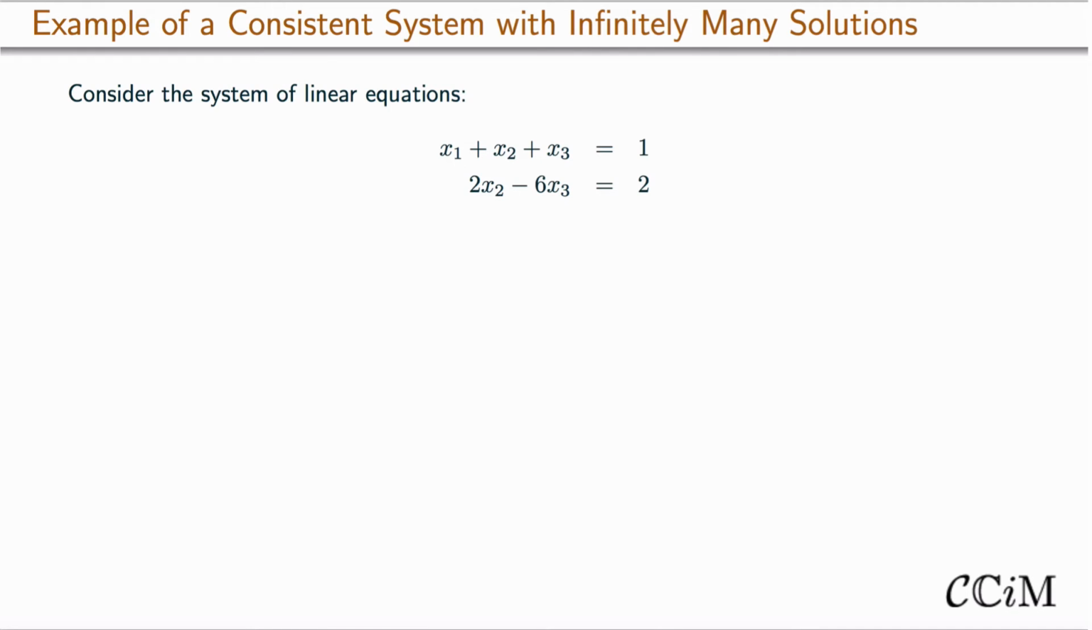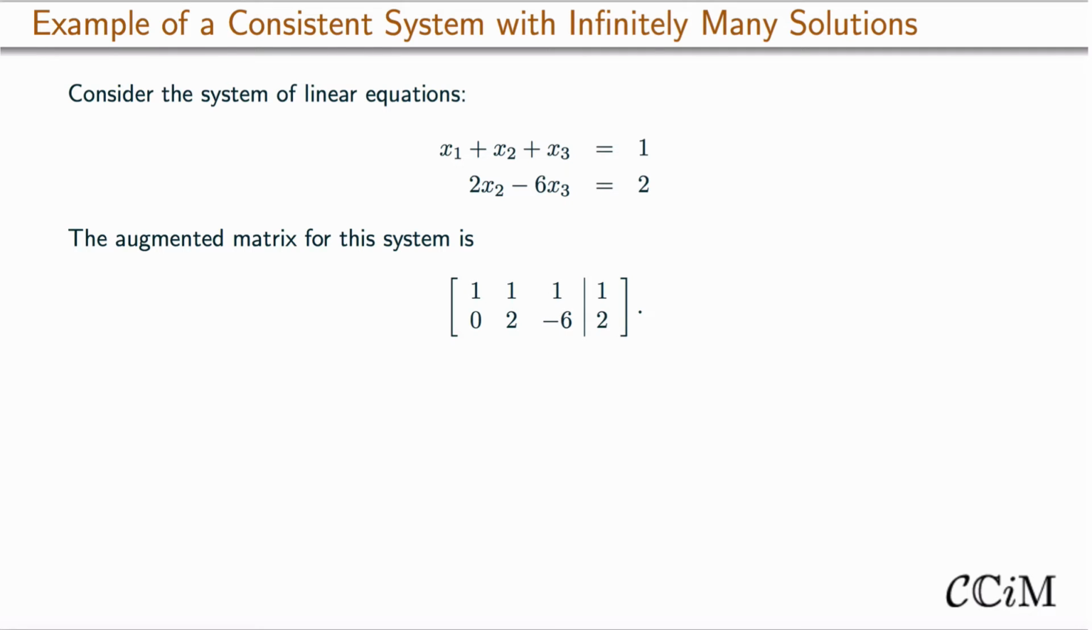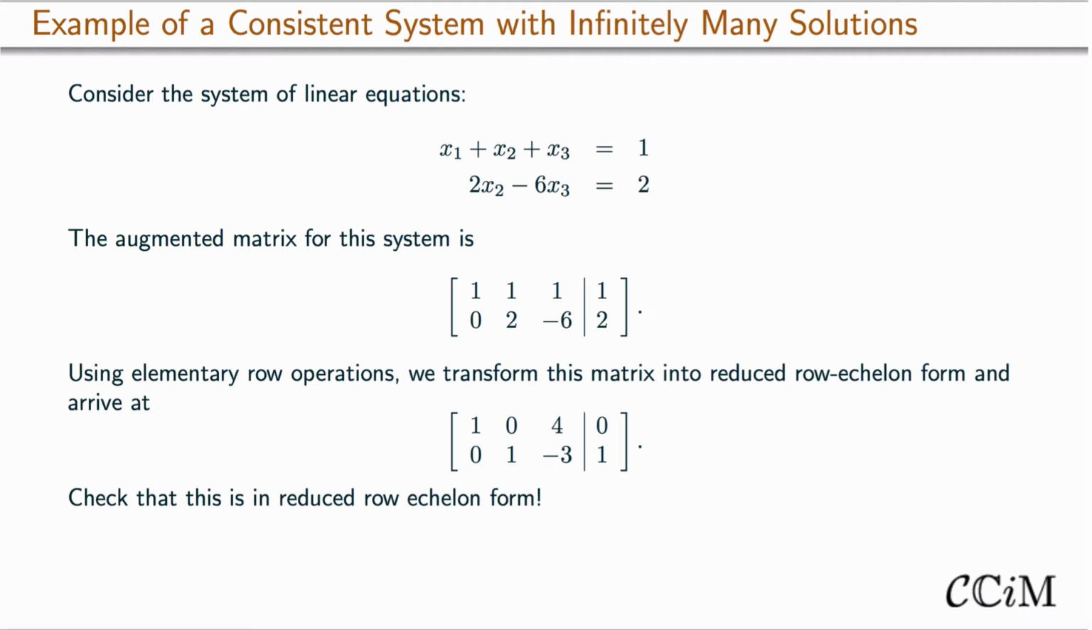Consider the system of linear equations x1 plus x2 plus x3 is equal to 1, and the second equation is 2x2 minus 6x3 is equal to 2. If we want to bring that in an augmented matrix form, we select the coefficients of the system, making sure to also write down the right-hand sides, and we get this augmented matrix right here. We can use elementary row operations and transform this matrix into reduced row echelon form. I'm going to skip those steps and we arrive at this matrix right here.